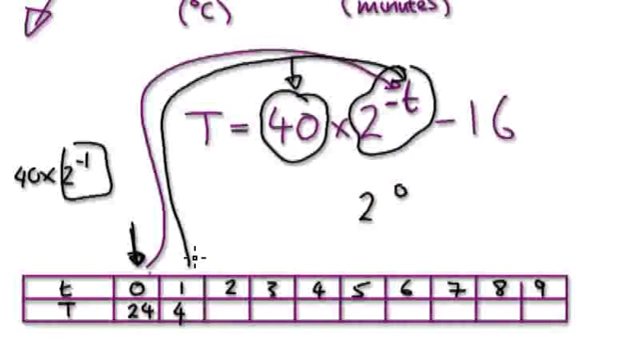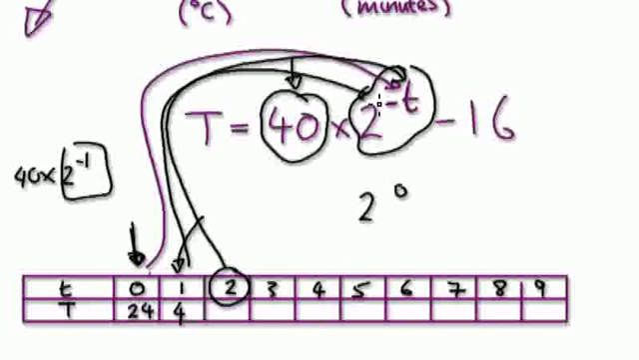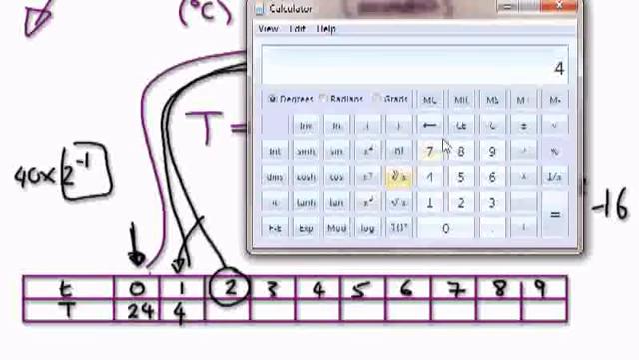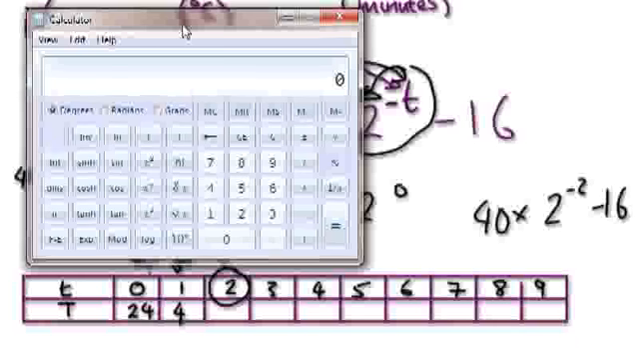Okay, so 1 minute after placing the chicken into the freezer, the temperature of the chicken will be 4 degrees. Okay, now put the 2 into this thing, into the T here. So now it's really 2 to the power of minus 2 times 40, and then we've got to take away 16. So calculator, clear this. 2 to the power of minus 2, wasn't it?